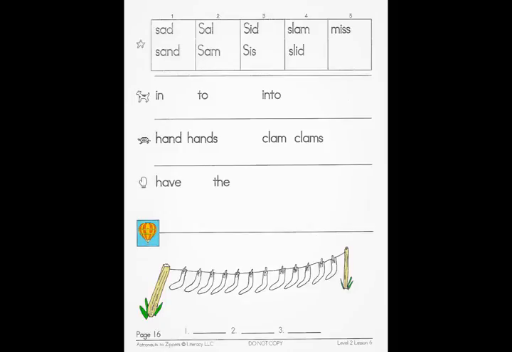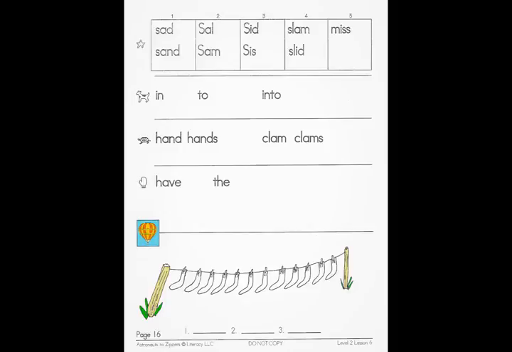The word sand has two meanings. You might say, I like to play in the sand, or you might say, my dad will sand the board to make it smooth. Now I want you to decode or sound out all of the words in the boxes, and then use each one in a sentence. Please pause the video here as long as you need to, so you can complete the task.